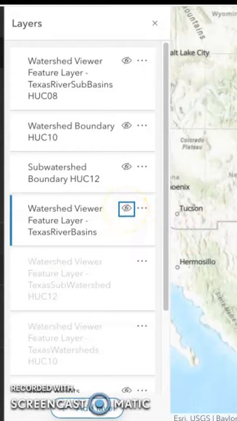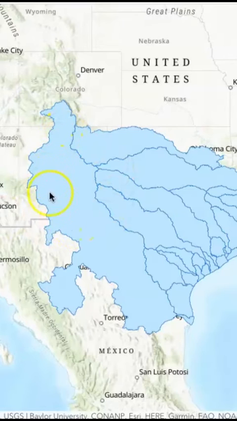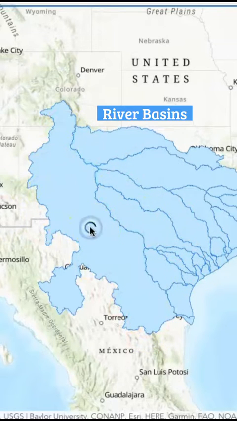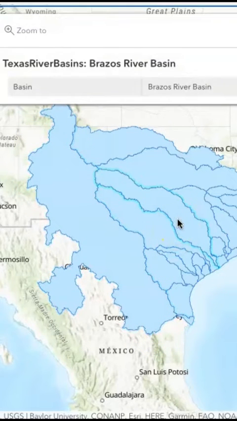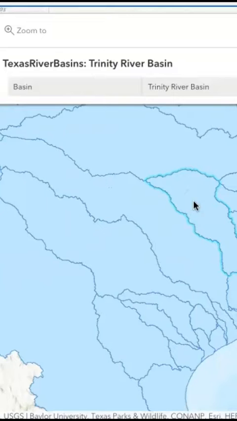So this is the Texas River Basins. If I add that layer to the map, you can see that this symbolizes all of the Texas River Basins. So here would be the Rio Grande River Basin, which runs outside of the limits of Texas. Here's the Brazos River Basin, which really goes from one end of Texas to the other. And then here's the Trinity River Basin, which is where Dallas and Houston are both located. So as a citizen of Dallas, you would be part of the Trinity River watershed.